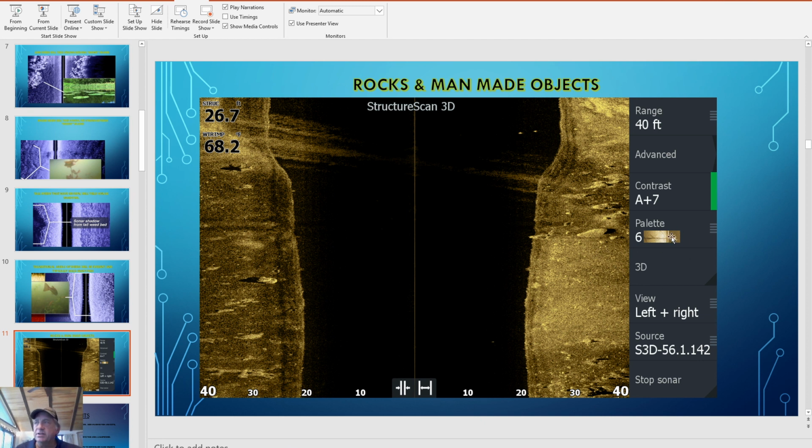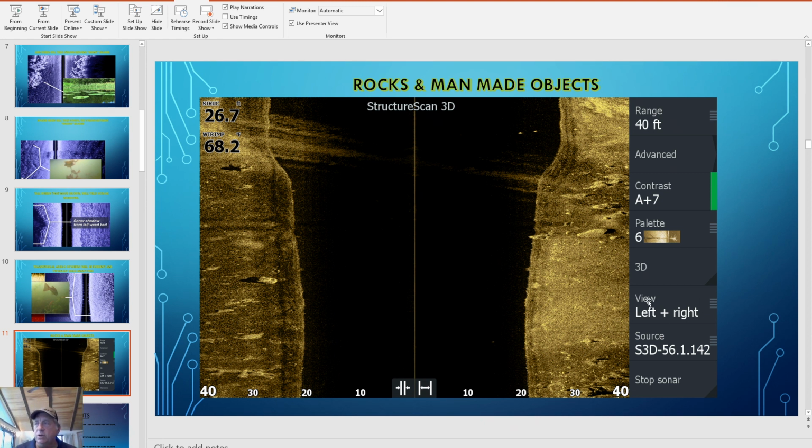The palette is something, again, that's personal preference. I happen to like this particular palette, both when I ran the Structure Scan 3D module, and a very similar pattern with the HDS Live unit.